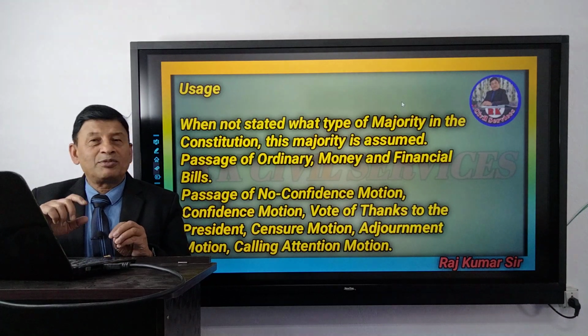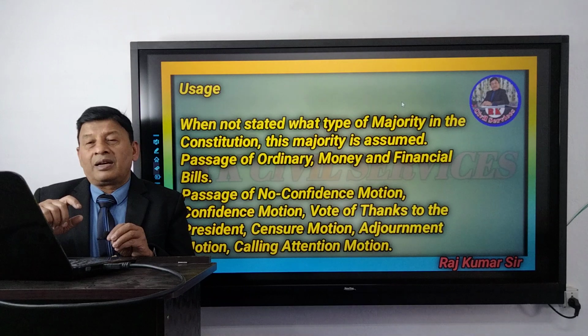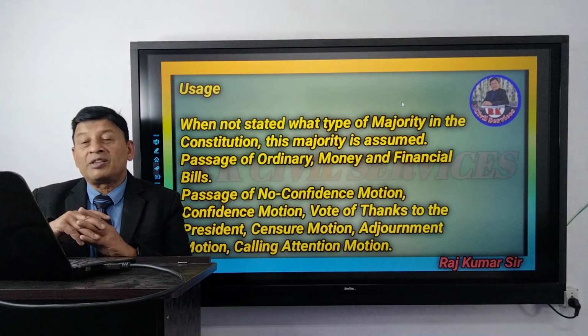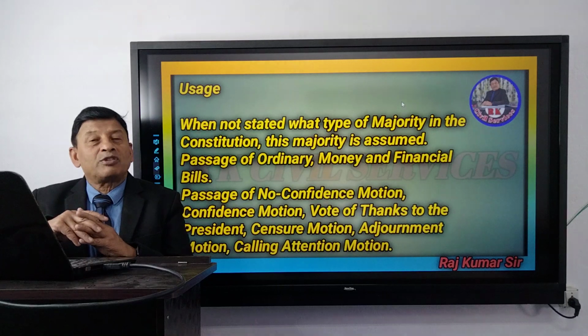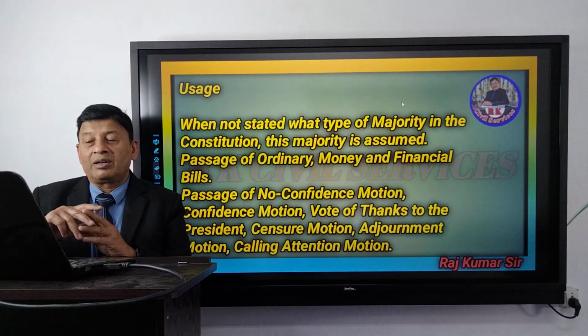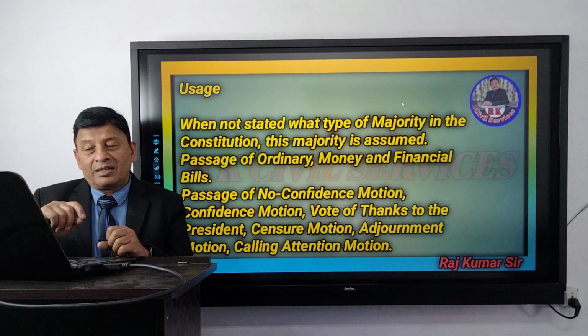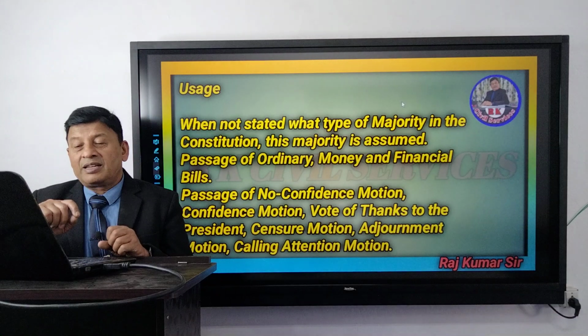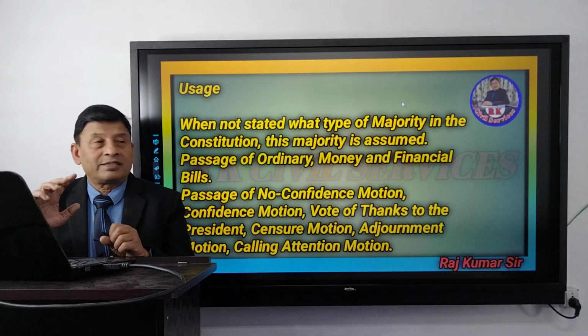Now come to the use of this majority. When not stated what type of majority in the constitution, this majority is assumed: passage of ordinary, money and financial bills, passage of no confidence motion, vote of thanks to the President, censure motion, adjournment motion and calling attention motion.